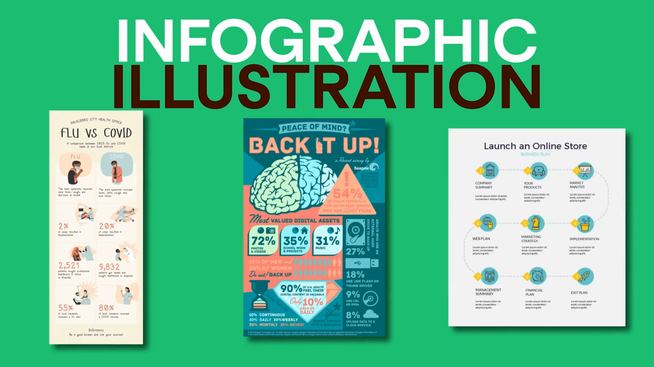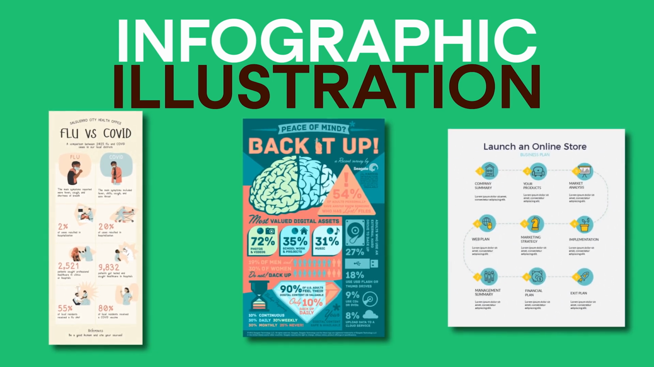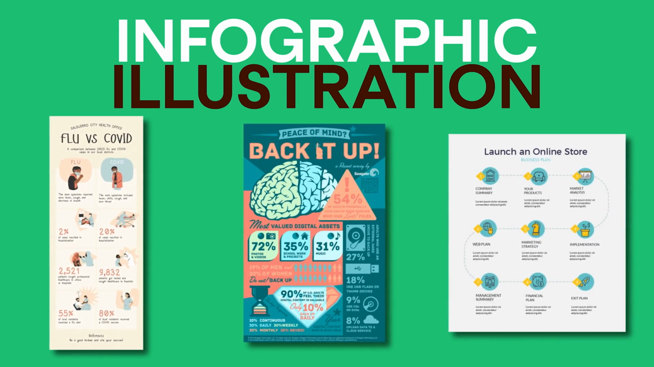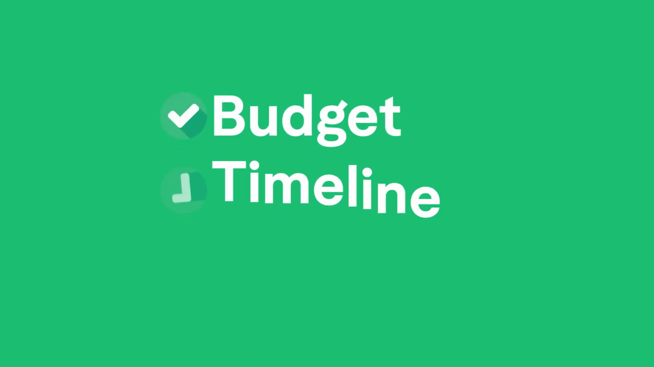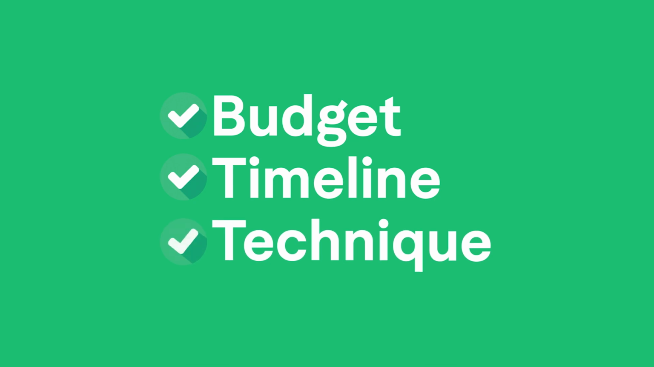Once you know what type of illustration fits your project, it gets way easier to find someone who actually specializes in that style. You don't want to end up hiring someone who mostly does editorial work when what you need is a detailed scientific diagram. Now that you've got a better idea of what kind of illustration you're after, there are 3 things you're gonna want to figure out before you start reaching out to anyone. Your budget, your timeline, and the kind of technique you're looking for.